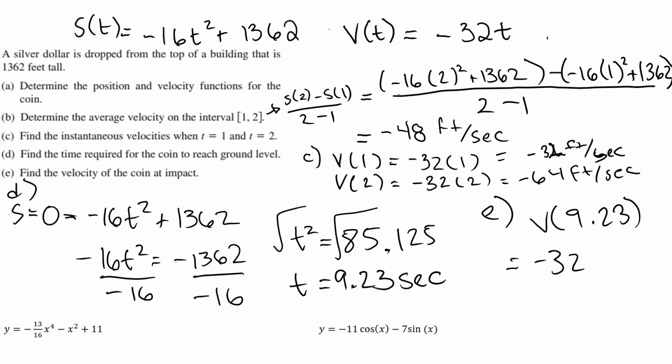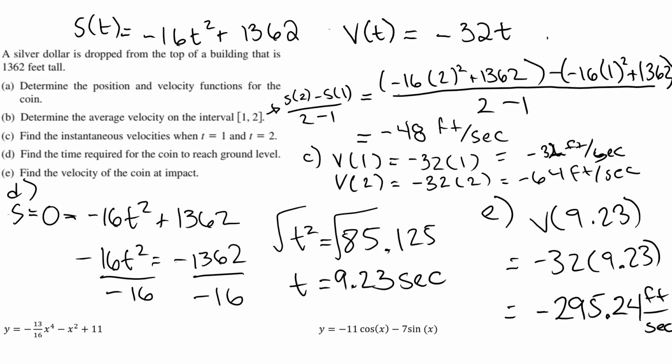Negative 32 times 9.23. And when you do that, you're going to get negative 295.24 feet per second. It's going pretty fast by the end there.